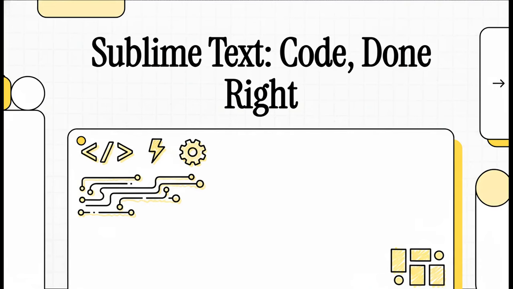All right, today we're jumping into a tool that's been a secret weapon for developers for, gosh, over a decade now, Sublime Text. If you've been around the block, you know it's legendary for being super lean, incredibly fast, and way more powerful than it looks.